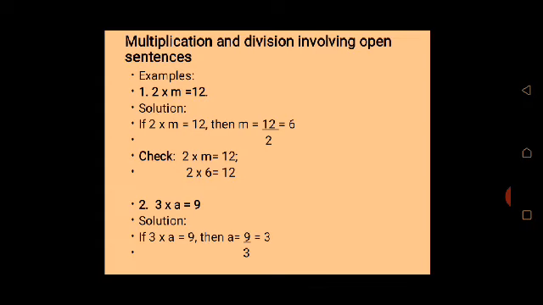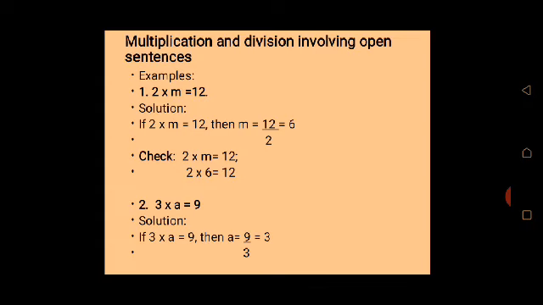Solution: if 2 times m is equal to 12, then what is m? Here we are asked to find the value of m, pupils. And to get the value of m, we will divide 12 by 2. 12 divided by 2.